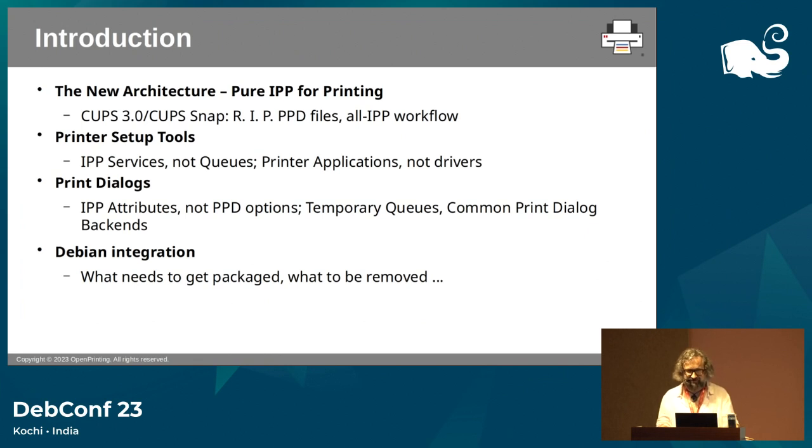So it's very important for us at OpenPrinting that we take care of the desktop, and if we change anything in our architecture and workflows, that we take care that the desktop applications get notice of it and get adapted so that they continue to just work with printing. And so I'm talking about printer setup tools and print dialogs, the two essential components where printing interacts with the desktop, and also about how we should integrate the new architecture in Debian.